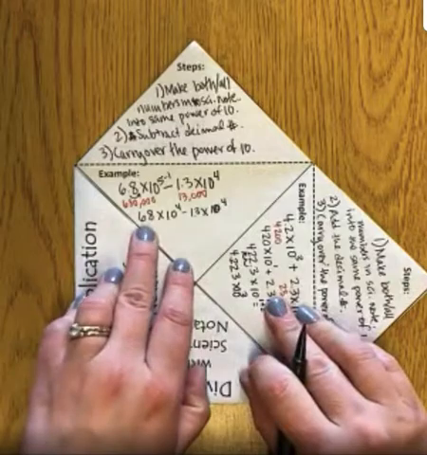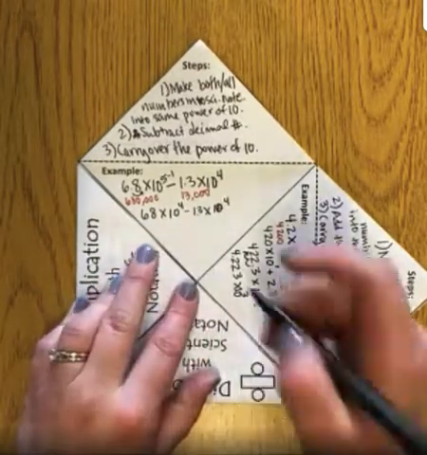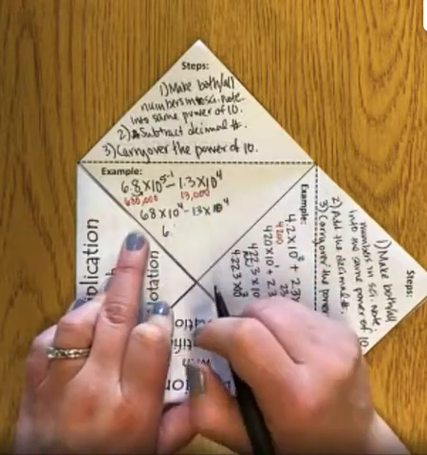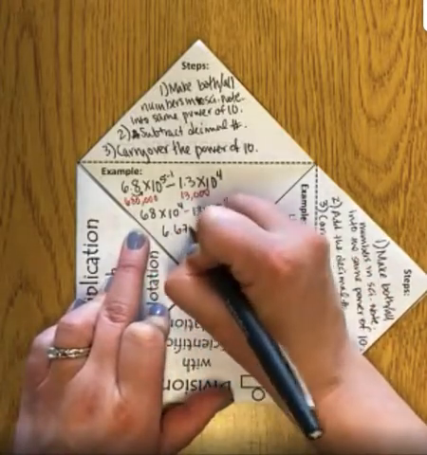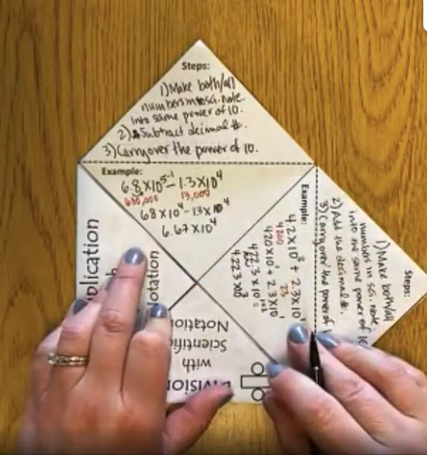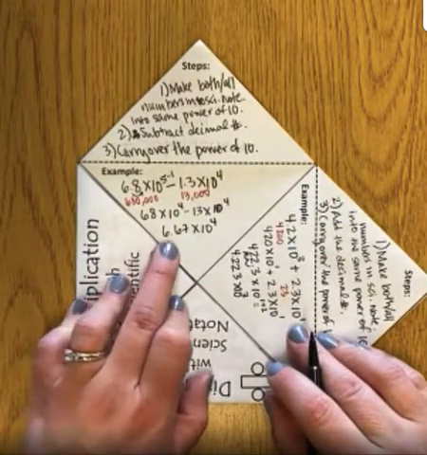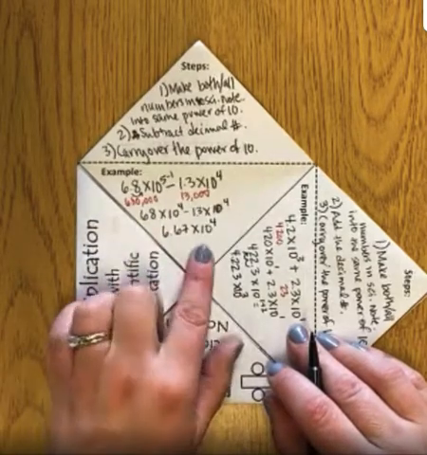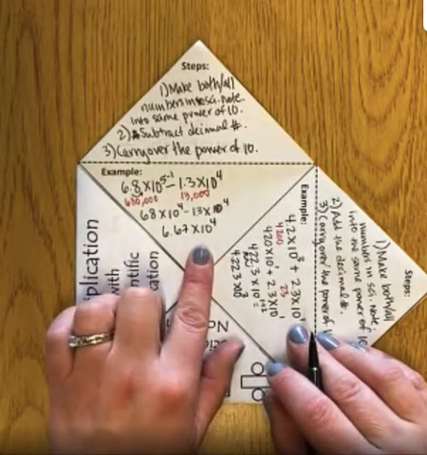So 68 minus 1.3 gets me 66.7 times 10 to the 4th. And it's written in scientific notation already. So I'm all done. And essentially I have 667,000 as my final answer, which makes sense. Okay?